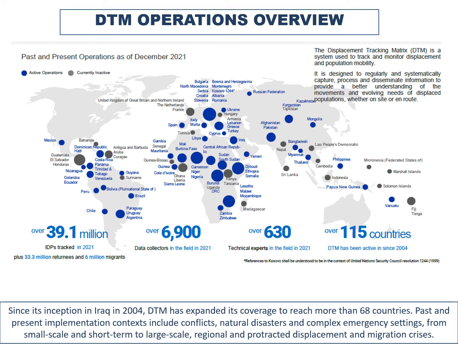DTM stands for Displacement Tracking Matrix. It started in Iraq in 2004, and since then it has expanded to cover more than 68 countries. The map you have in front of you illustrates where DTM has been or still is active. The implementation contexts include conflicts, natural disasters, and complex emergencies. It has been implemented from small-scale and short-term crises to large-scale and protracted displacement and migration crises.